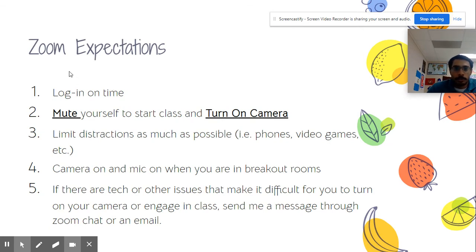Zoom expectations: students know that they're required to log in on time. They mute themselves at the start of class and make sure that their cameras are turned on. I remind them to limit distractions as much as possible. Students are reminded to turn on their camera and microphone when they are in breakout rooms because they're going to be working with either a pair or with two other students. So it's a smaller group. And then students know that they should message me if they have any internet or camera issues.